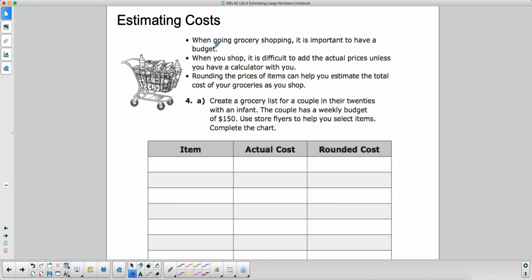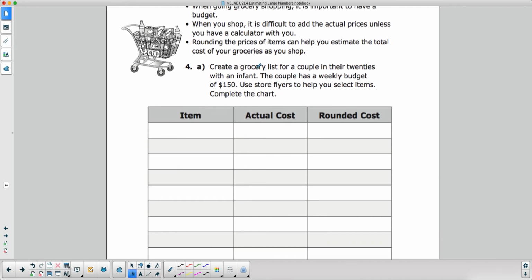So here's estimating costs. When going out grocery shopping, it's important to have a budget. When you shop, it's difficult to add actual prices unless you have a calculator with you, which pretty much everybody does these days, so you could just take your phone out of your pocket. But most people don't do that. Most people try to keep a running total in their mind. So rounding the prices of items helps you to estimate the total of groceries. So we want you to create a grocery list for a couple in their 20s with an infant. So they've got a baby. So you're going to look for baby food or fresh vegetables that they can mash up for baby food, things like that. The couple has a weekly budget of $150.